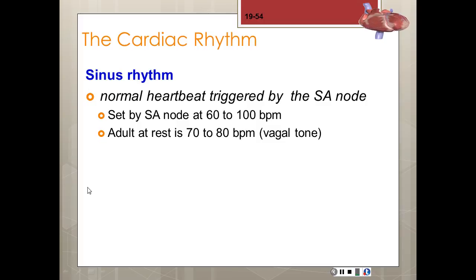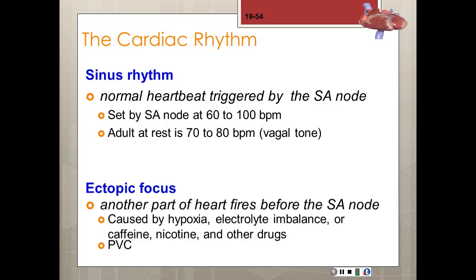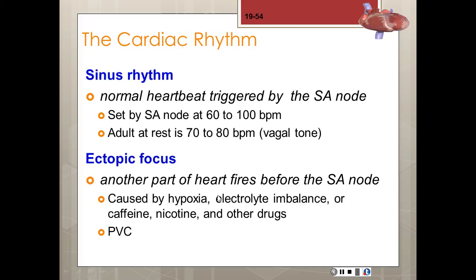The sinus rhythm is considered to be the normal heartbeat, and is triggered by the SA node, and is a cycle of 70 to 80 beats per minute in adults, although rates of 60 to 100 beats are not unusual. Now, stimuli such as hypoxia, electrical impulses, caffeine, nicotine, and other drugs can cause other parts of the conductive system to fire before the SA node, and that's considered to be the ectopic focus.